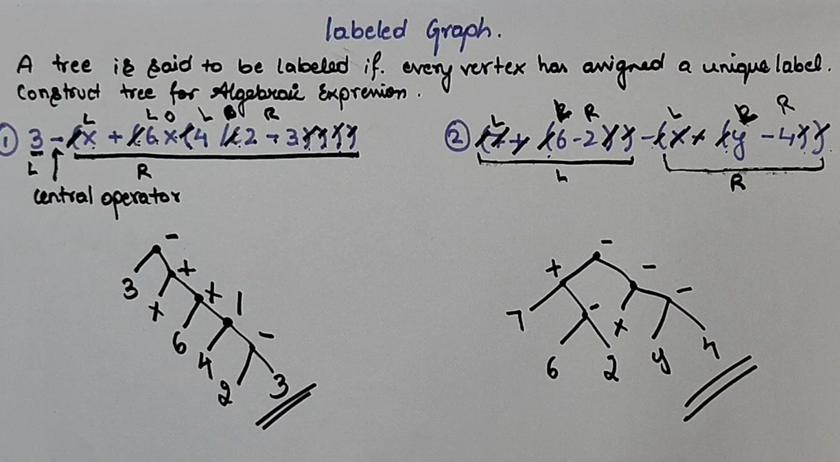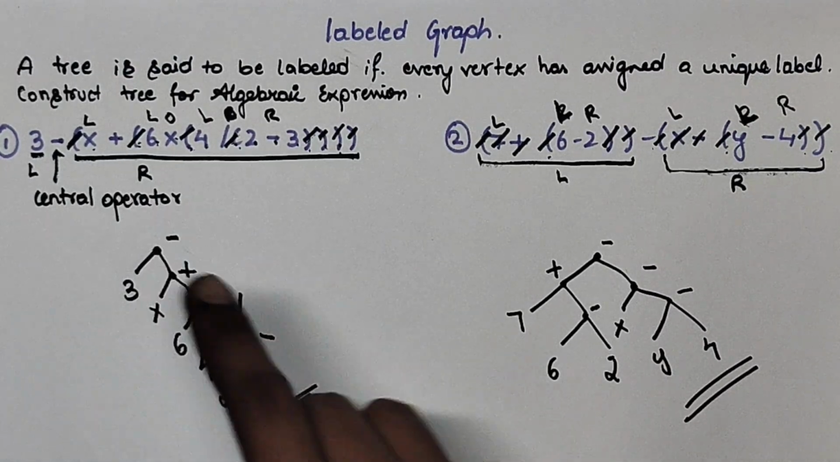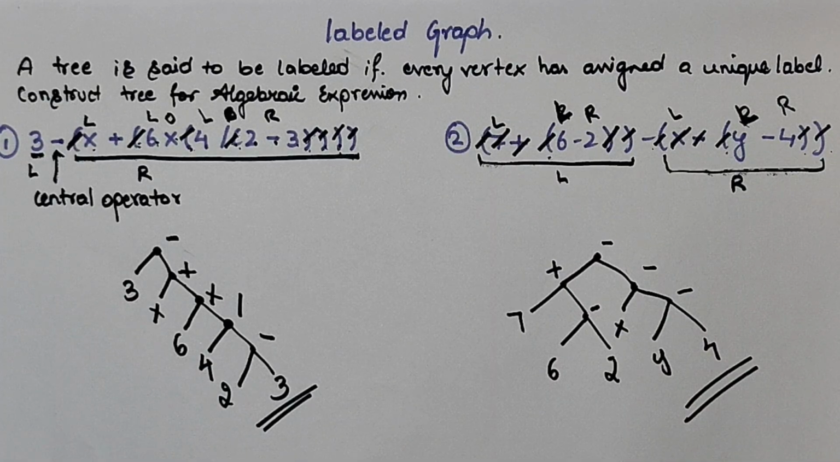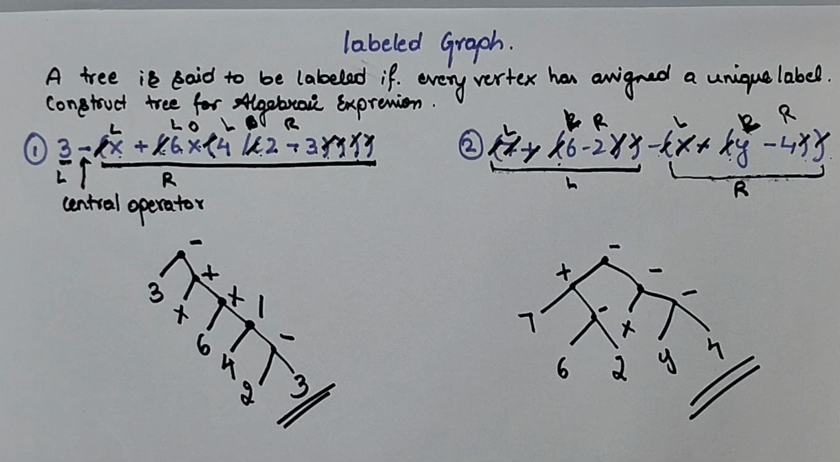So one thing you must keep in mind is, you must make the vertex, that is the operator one, as the unique labeled graph. So hope you understood the topic of the labeled graph in the graph theory.